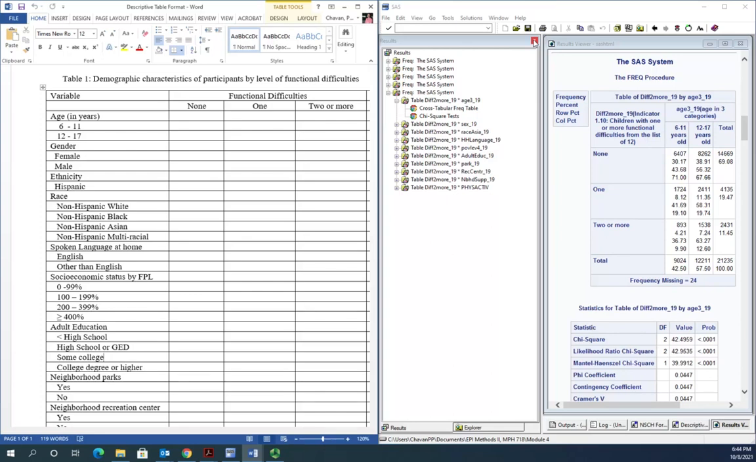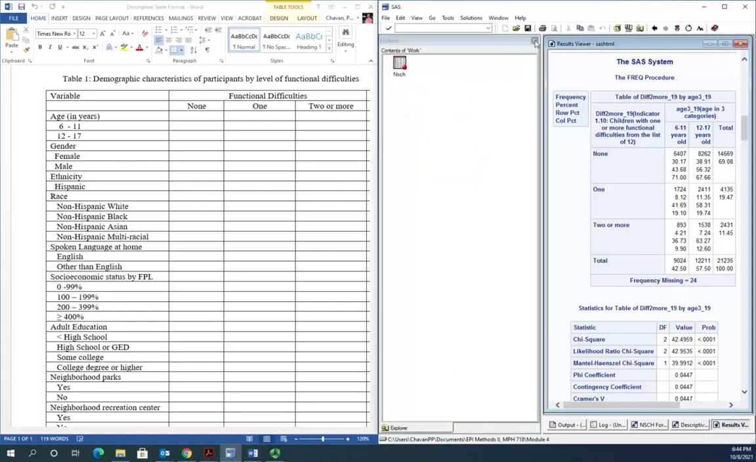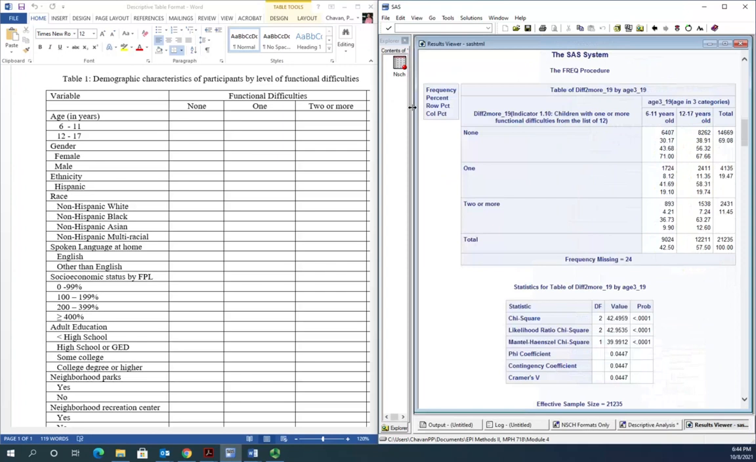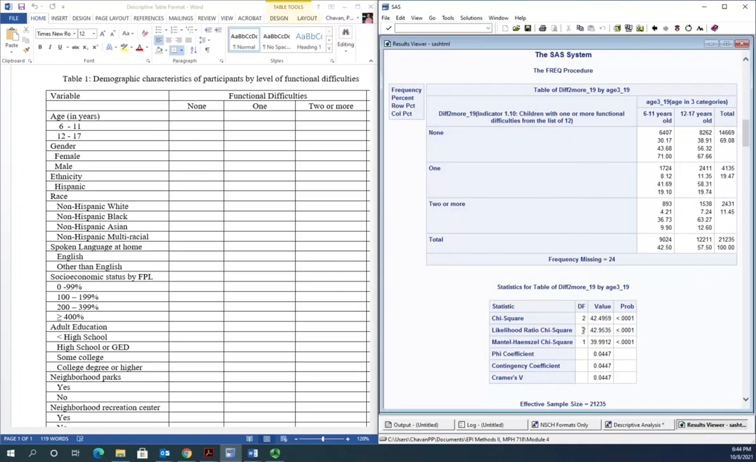So what I'm going to do is I'm going to close this particular window because it's taking up a lot of space. And then I'm going to simply minimize this. Okay, so over here, we don't need to see the Explorer. So now I have the results which I need to fill in, and on the left hand side I have this particular table which I am going to use.